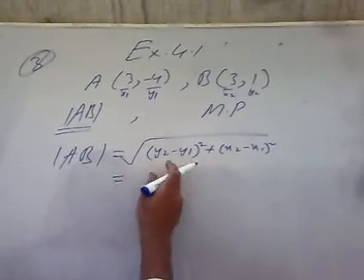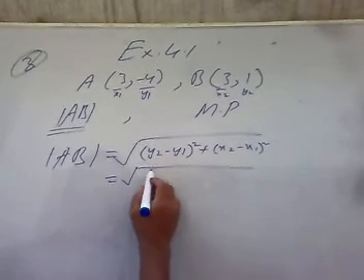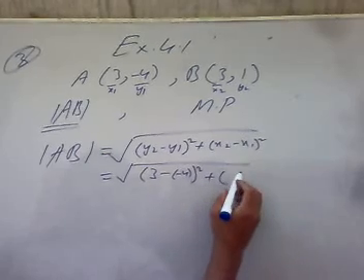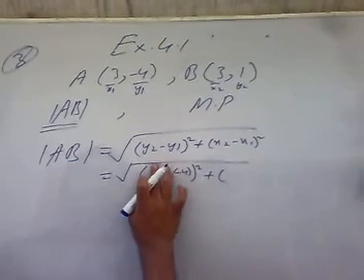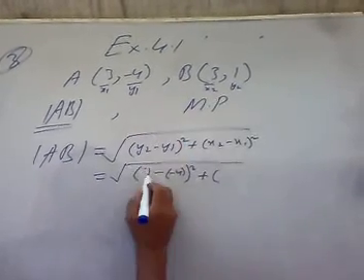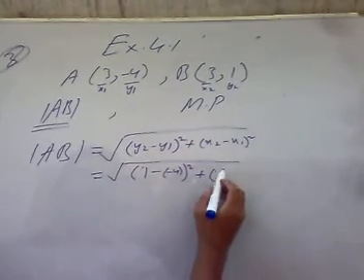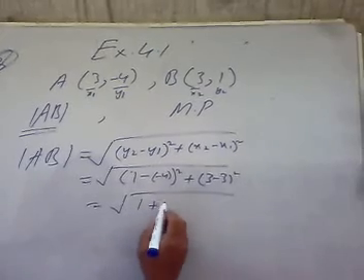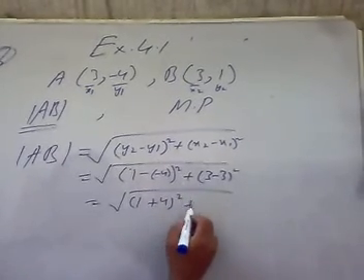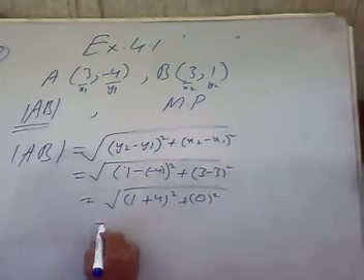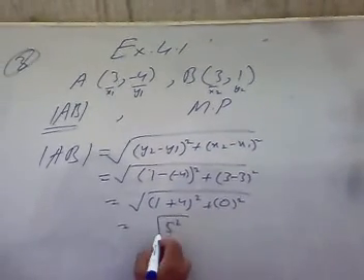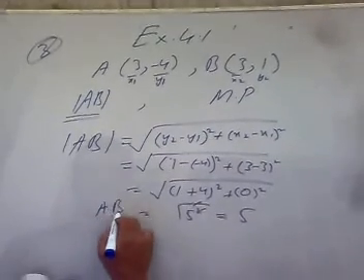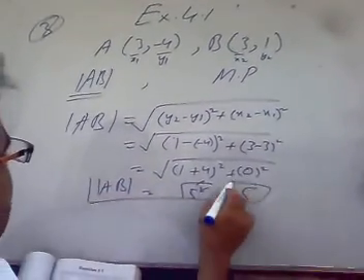So here we will just put the values. It would be (1 minus -4) whole square plus (3 minus 3) whole square. So this is (1 plus 4) whole square plus 0 squared. So it will be the square root of 5 squared, and the answer will be 5. So the distance between A and B is 5 units.